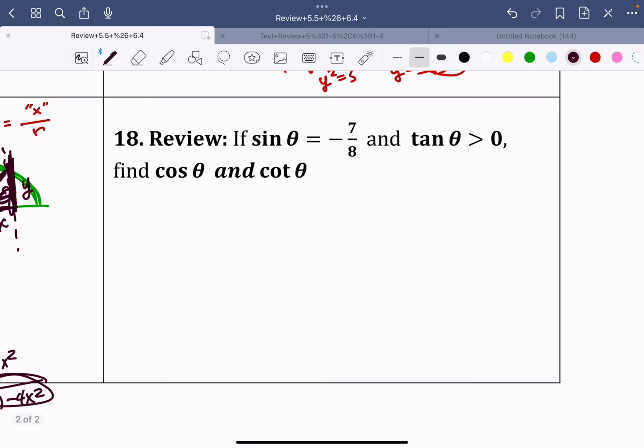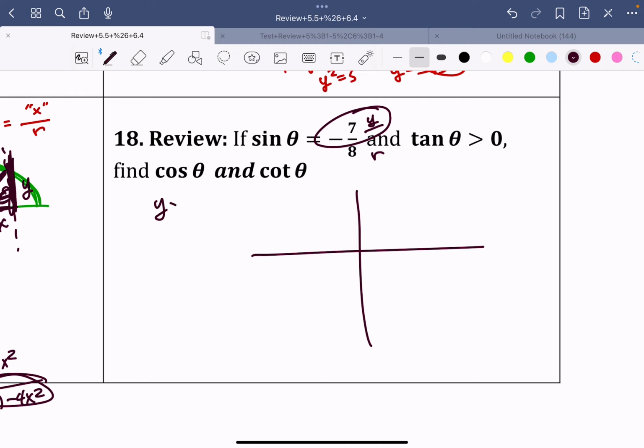If this happens and tangent is positive, find cosine and cotangent. Well, this is very similar to what we just did, so we draw a picture. Sine is y over r, so I know that the y must be the one that's negative. So y is equal to -7, r is equal to 8, so x is equal to I don't know, right?